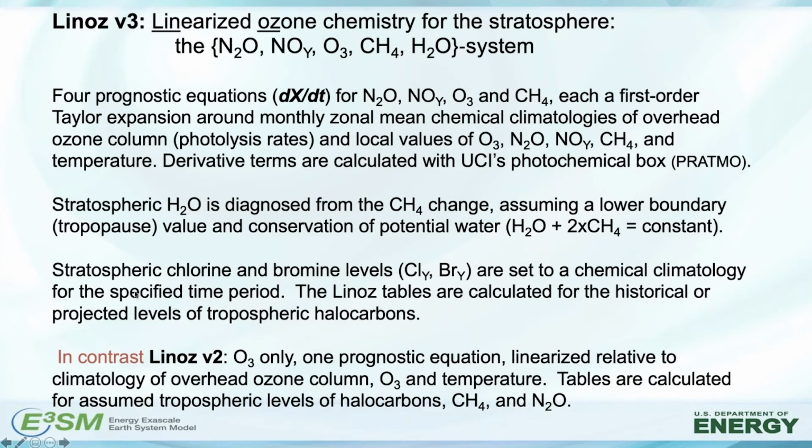And the stratospheric chlorine and bromine levels are set to the climatology. So the Linoz tables are calculated for the historical or projected levels of those halocarbons. So if we change the future projection scenarios, then the tables will need to be recalculated.